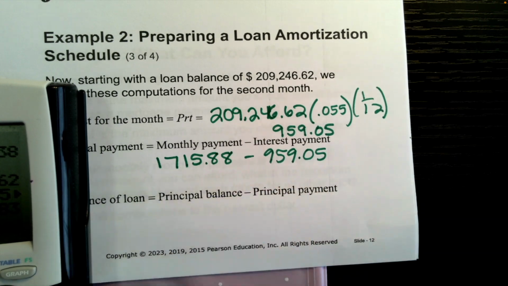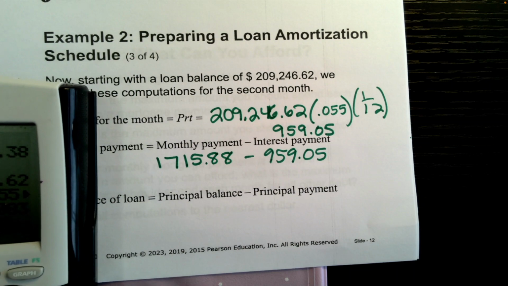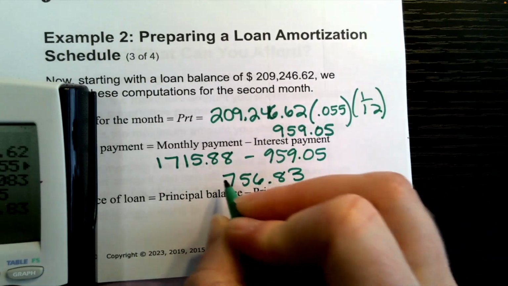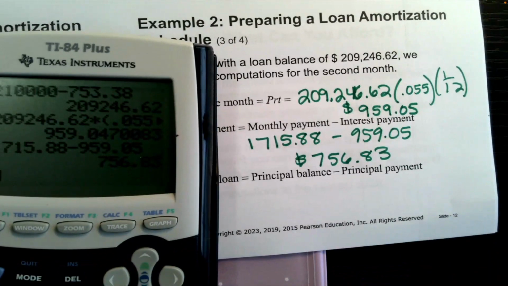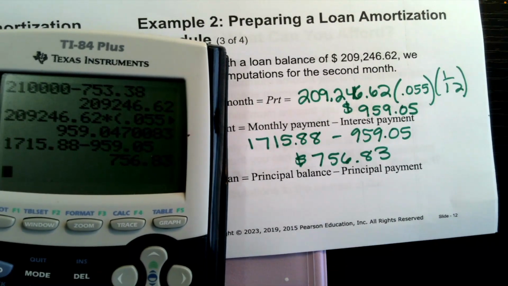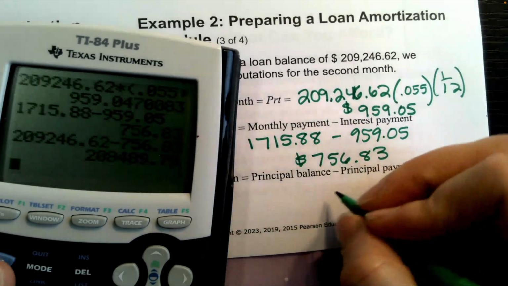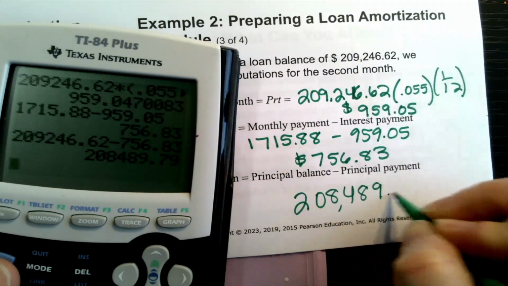Oh, I didn't do that yet. Let me do this. 1715.88 minus 959.05. So $756.83 now goes toward principal. So now we've got to figure out, well, what's the rest? What's left on our principal? So we go back to the 209,246.62 minus 756.83. So $208,489.79.